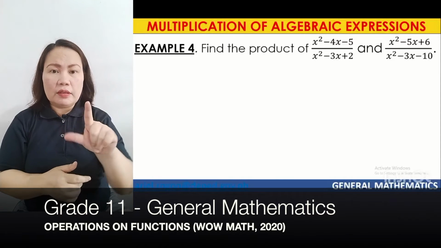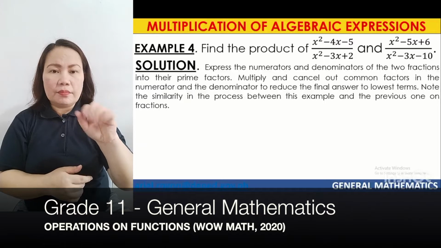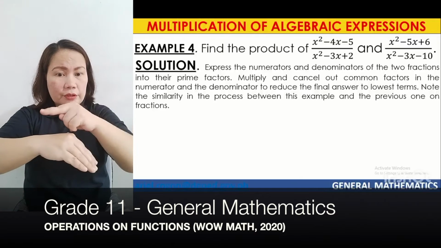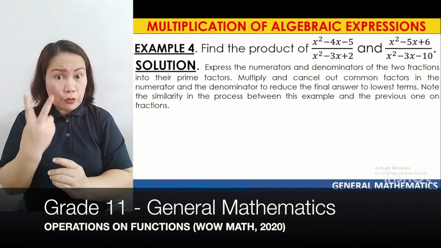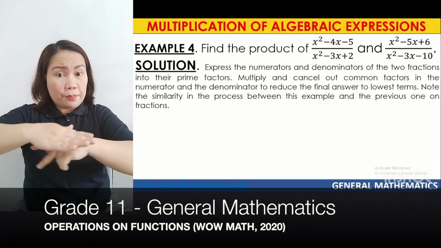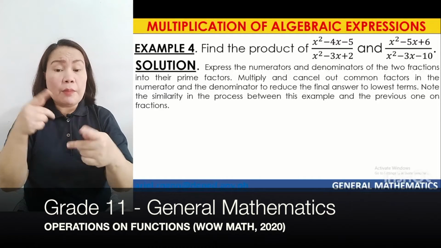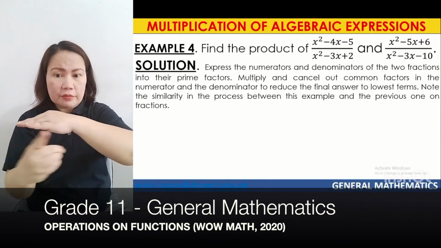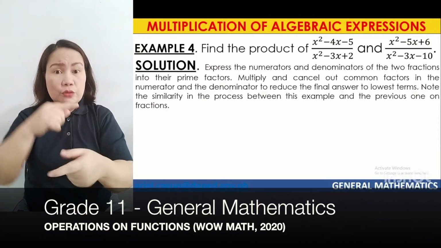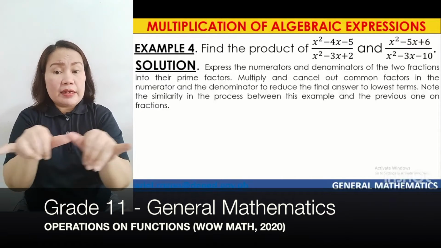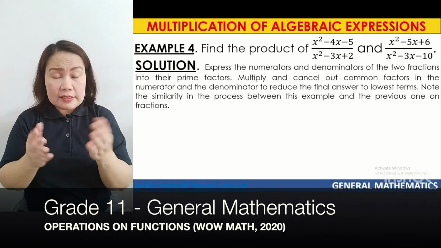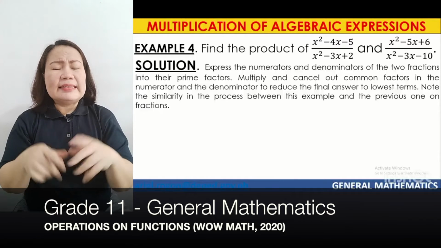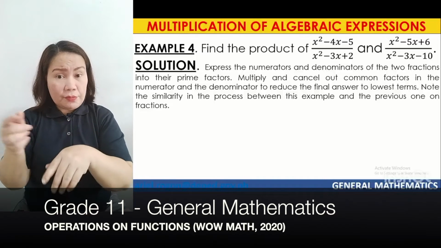So, lahat trinomial ang given. So, anong gagawin natin? You need to express the numerators and denominators of the two fractions into their prime factors. Okay, pwede ito by factoring, no? Ipa-factor out natin. Multiply and cancel out common factors in the numerator and denominator to reduce the final answer to lowest term. Note the similarity in the process between this example and the previous one on fraction. No? Parehas lang din naman yung gagawin. Yun nga lang, this one, we need to factor out bago tayo mag-cancellation.